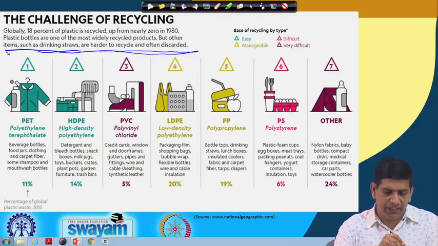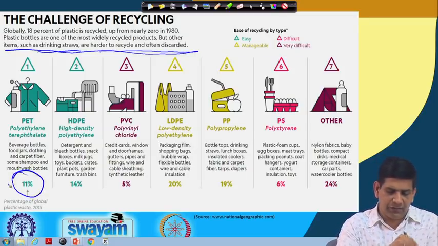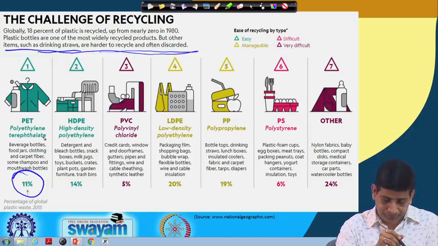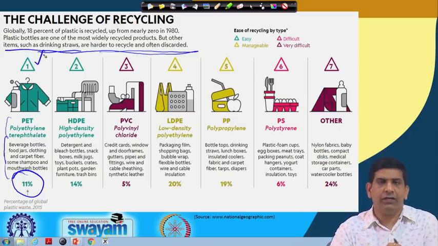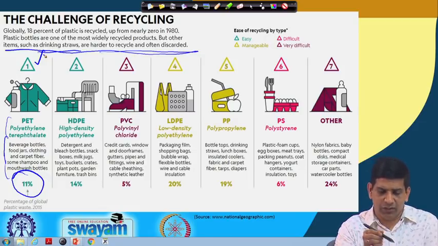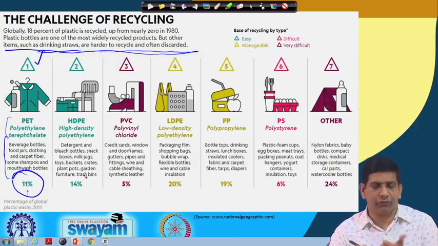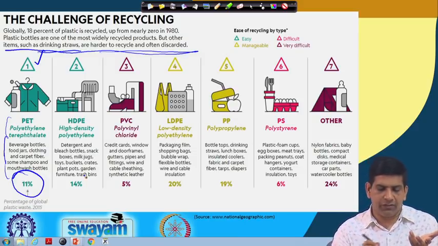So in terms of PET, which is around 11% of the plastics, PET, which is polyethylene terephthalate, is used for beverage bottles, food jars, clothing and carpet fiber, and some shampoo and mouthwash bottles as well. That's your number one in terms of resin code, which we looked at in one of the videos earlier. Number two is HDPE, which is high density polyethylene: detergent and bleach bottles, snack boxes, milk jugs, toys, buckets, crates, plant pots, garden furniture, etc., and trash cans.